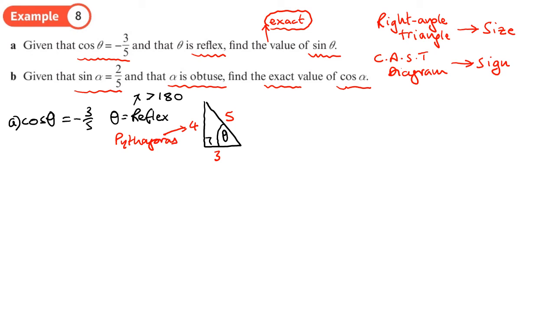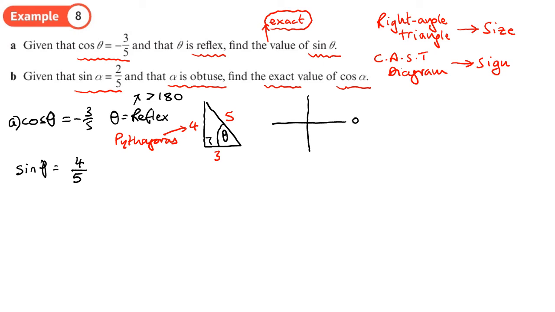Okay, and that tells me that my answer, sine theta, well, I know that sine is the opposite over the hypotenuse, so that would be 4/5, but I now need to decide, is my answer positive or negative? So this is where I use a CAST diagram.